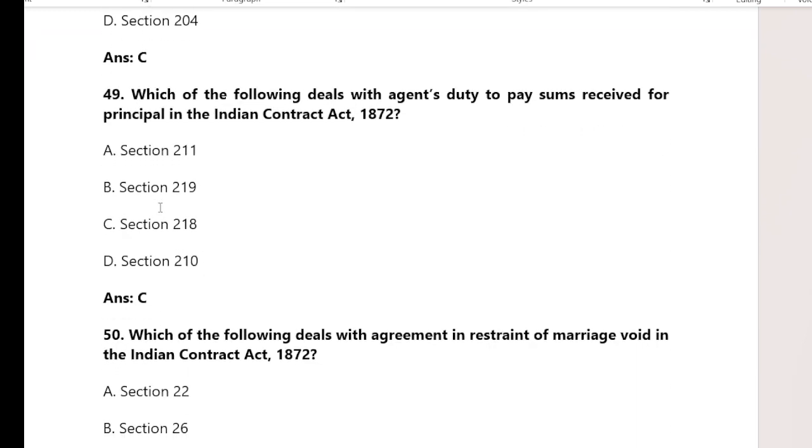And the next question is, which of the following deals with the agent's duty to pay sums received from the principal in the Indian Contract Act 1872? Section 211, Section 219, Section 218, Section 210? And the right answer is 218.